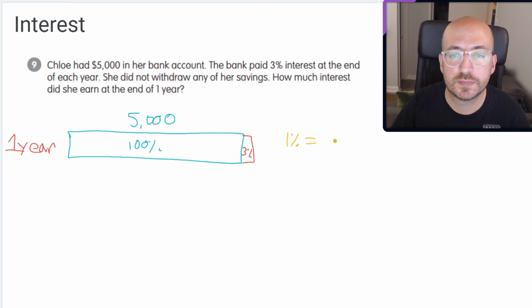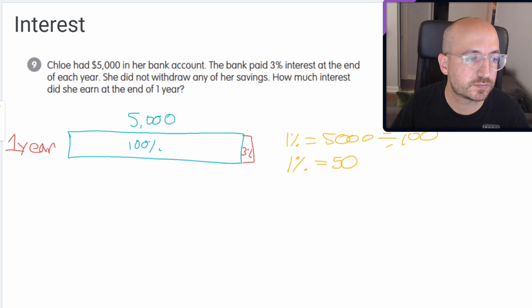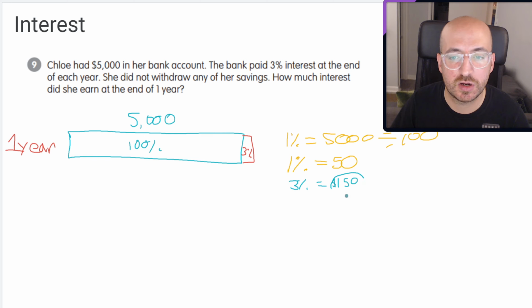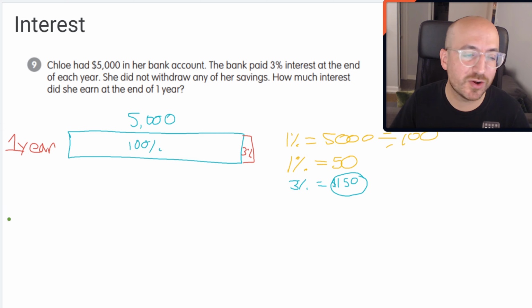would be 5,000 divided by 100. Right? So 1% equals 50 buckaroos. Now 3% would be 150. So at the end of 1 year, how much interest did she earn? She would earn $150. But let's say, and you don't have to do this in 5th grade, but what about the next year?